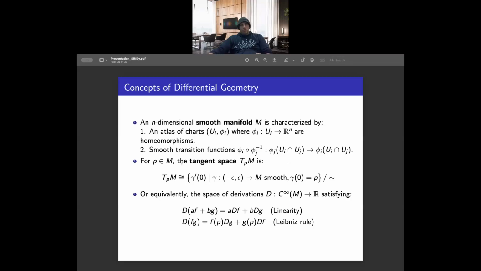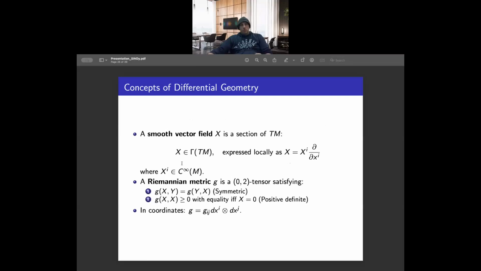Then after that, we define the smooth vector field. First of all, this TM is the tangent bundle. So what we are doing is taking the union of all of these tangent spaces, and that's how we define the tangent bundle. And then we define this smooth vector field for each point that we have.